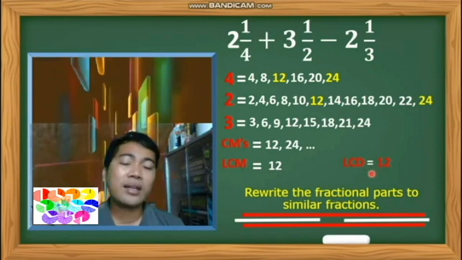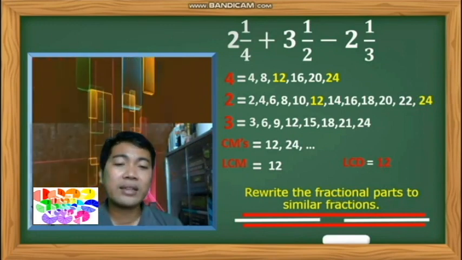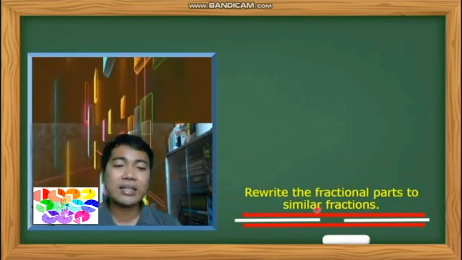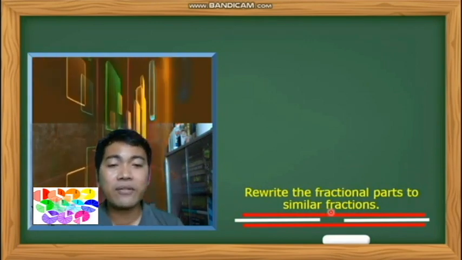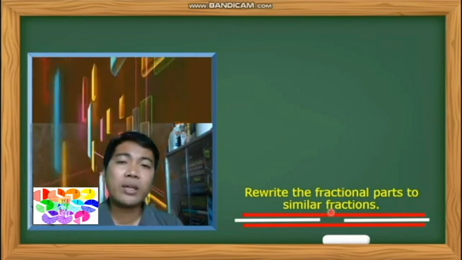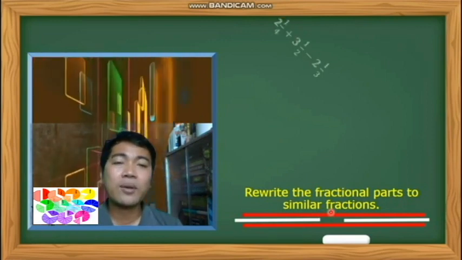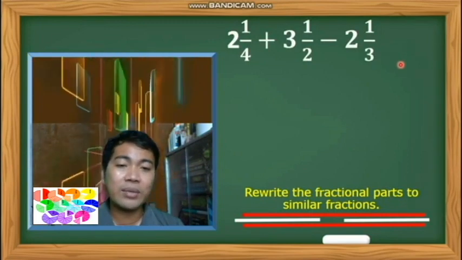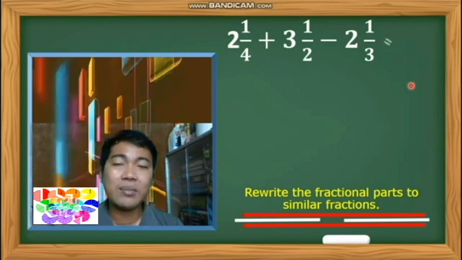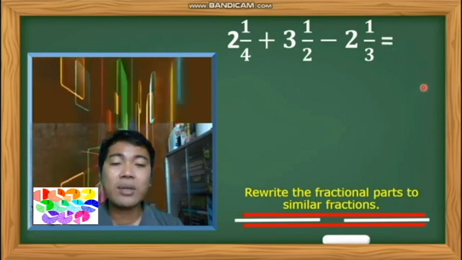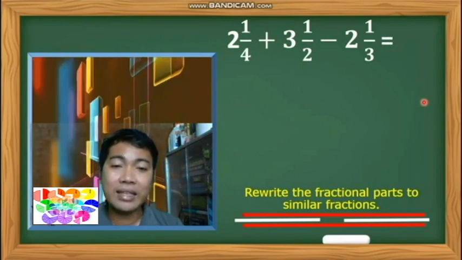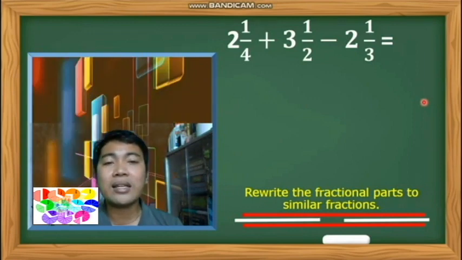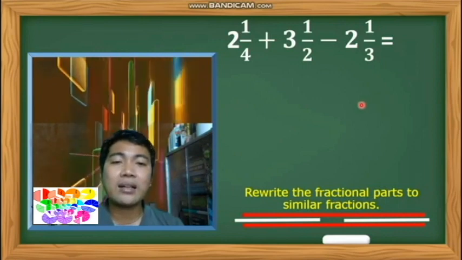Alright. Next rule is to rewrite the fractional parts to similar fractions. Okay. So, 2 and 1/4 plus 3 and 1/2 minus 2 and 1/3. We will have to rewrite. Ibig sabihin, we will have to change these dissimilar fractions into similar fractions using the LCD, which is 12. Alright. So, ilagay na natin kaagad ang LCD na 12.